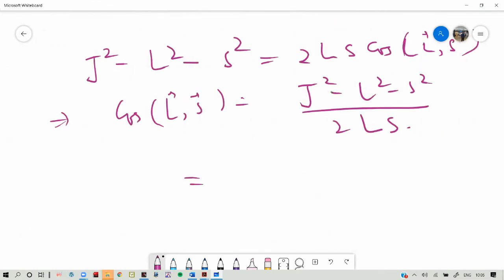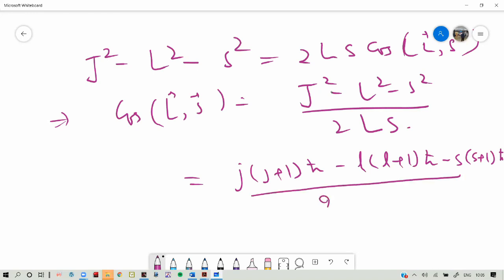That is equal to J into J plus 1 h cut, minus L into L plus 1 h cut, because there is a square, so I am removing the root, minus S into S plus 1 h cut, divided by 2 under root of L into L plus 1. There is an h cut here. Here it is S into S plus 1. Here is again an h cut.